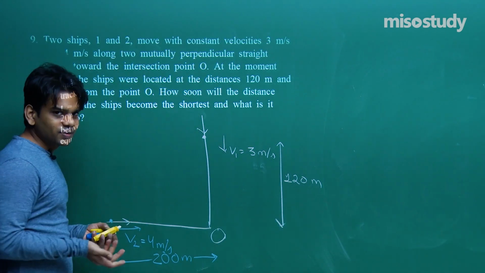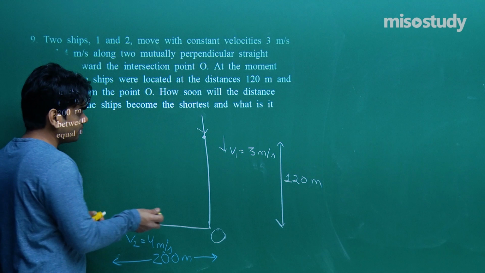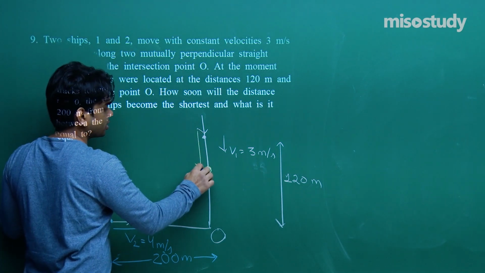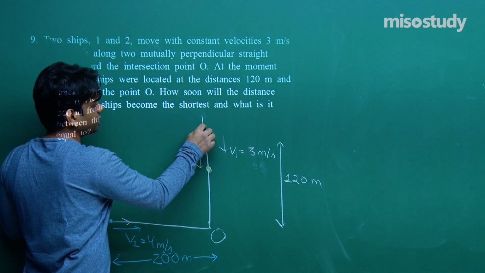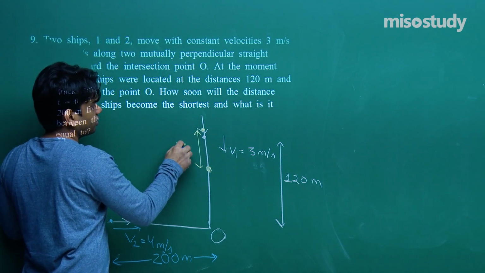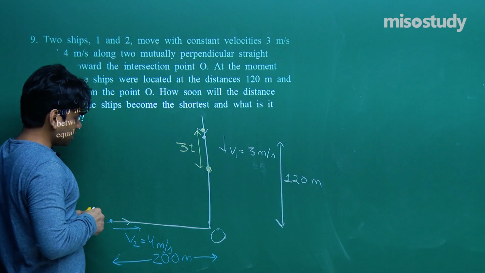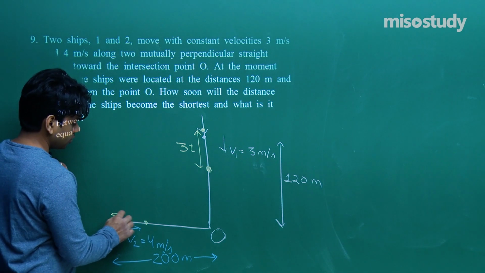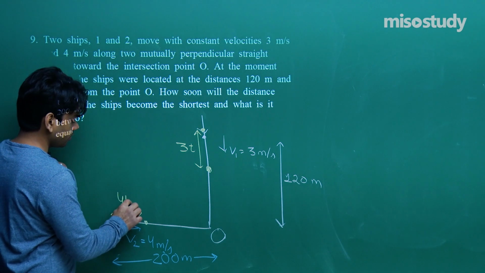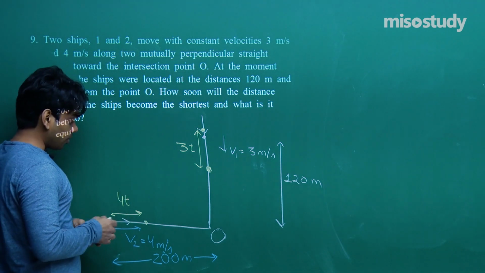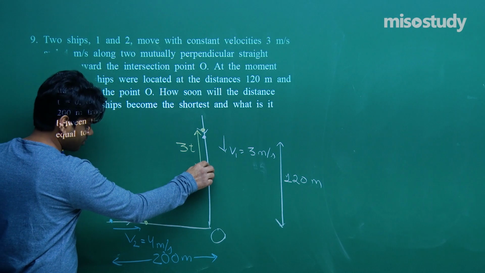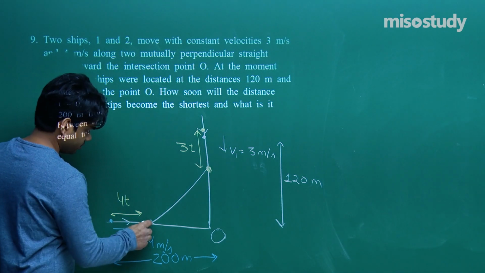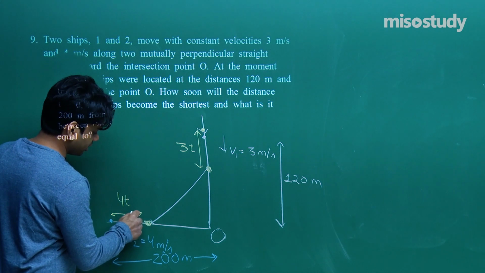Now as they travel, let's say after some time t, the first ship is here. So this distance will be how much? This distance will be 3t. It started motion from here, let's say. And in the same time t, the second ship would have moved till here. This would be 4t. Now we have to talk about the shortest distance. This will be the shortest distance. Let me show you that it has reached till here.